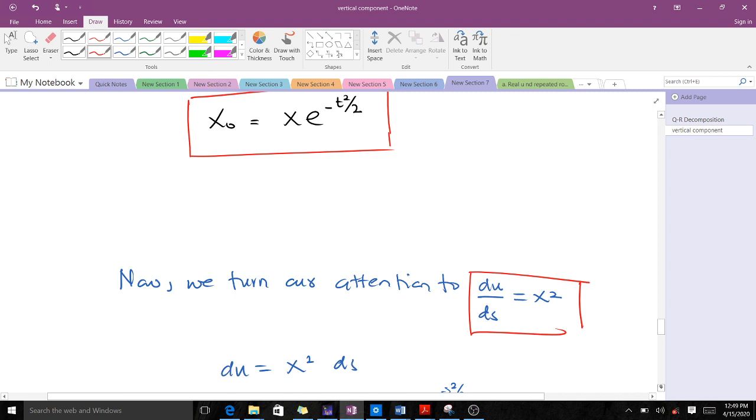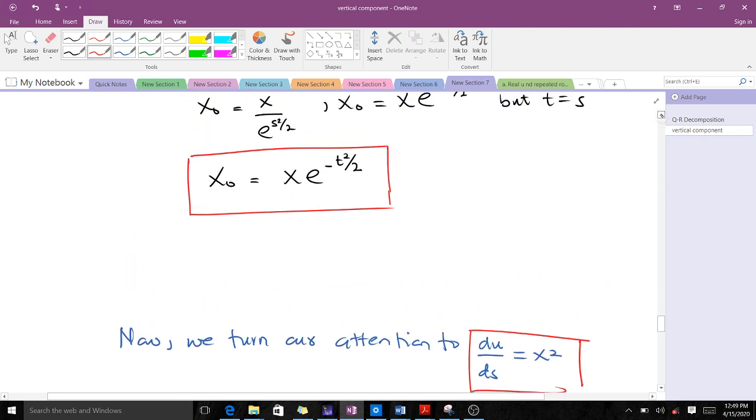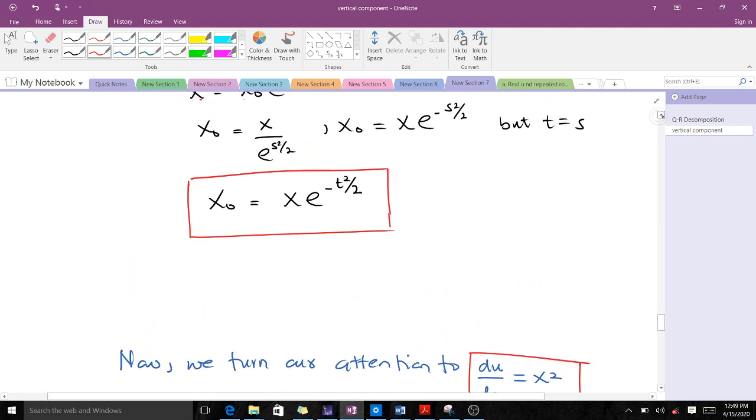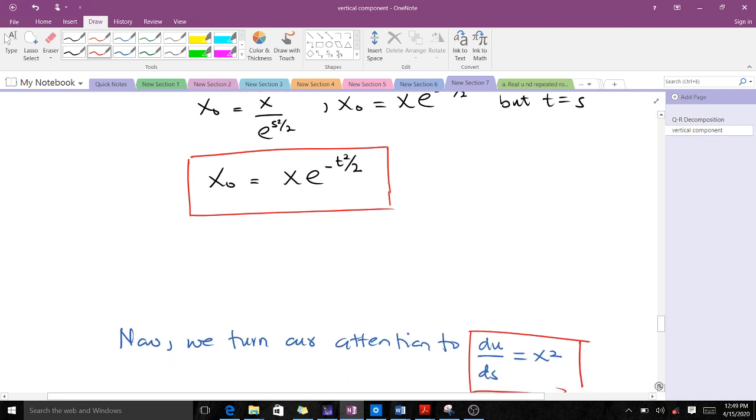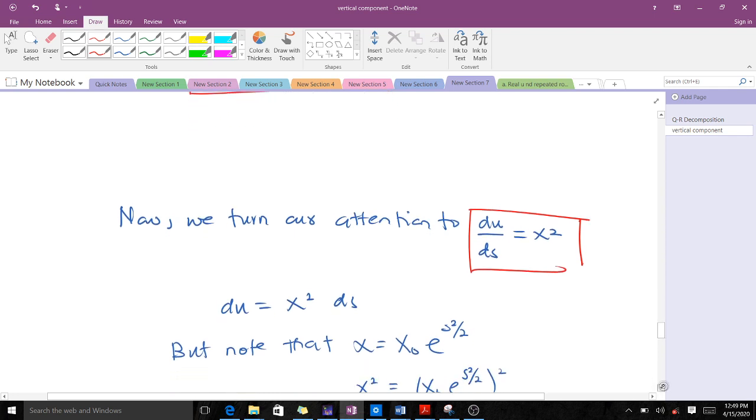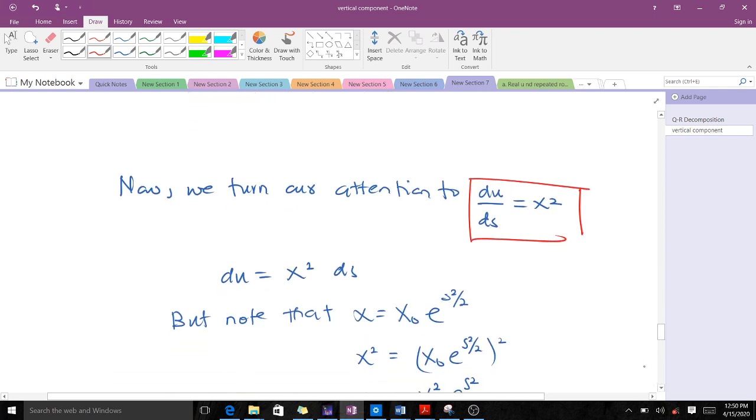But remember that from the second solution, our x was equal to x naught e^(s²/2). I hope you remember. So from this place, that was our x. So we quote it here: our x equals x naught e^(s²/2). And we have s squared here.